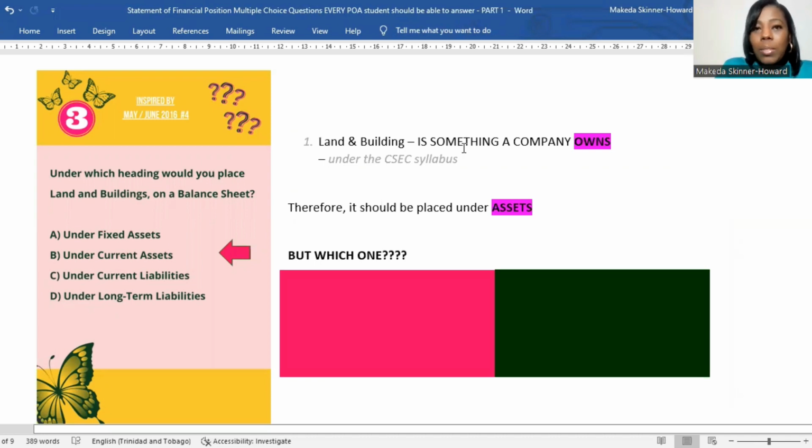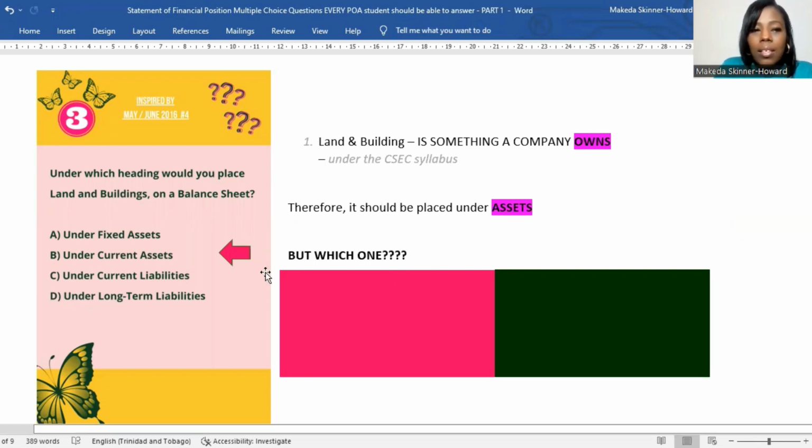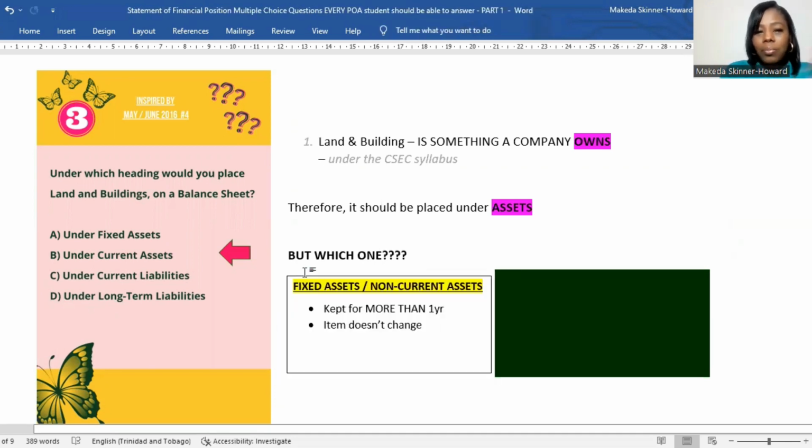Land and building is something a company owns, and this is normal under the CSEC syllabus. So when you see land and building, this is something that a company owns. Therefore, it is an asset and should be placed under assets. But which one of the assets? Are you going to put it under fixed assets, which is non-current assets, or are you going to put it under current assets? Well, it depends.